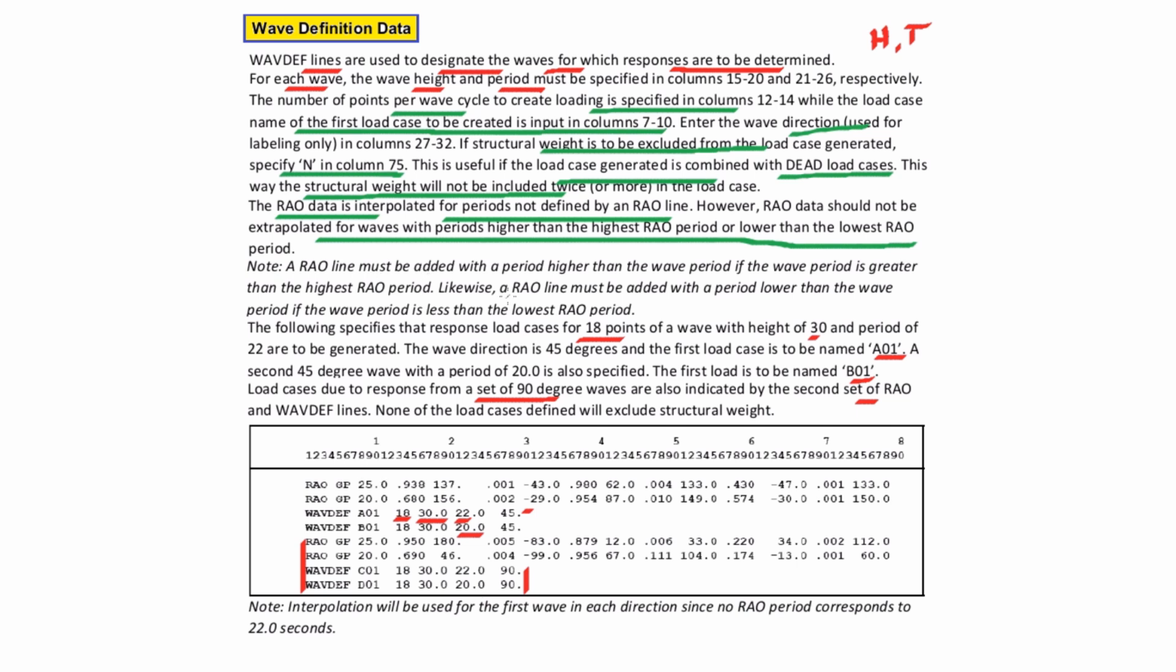So note, an RAO line must be added with a period higher than the wave period if the wave period is greater than the highest RAO period. Likewise, an RAO line must be added with a period lower than the wave period if the wave period is less than the lowest RAO period. That's clear. Note, interpolation will be used for the first wave in each direction since no RAO period corresponds to 22 seconds. Here 25 and 20 are there, so it can interpolate between these two. This is the period for the RAO.